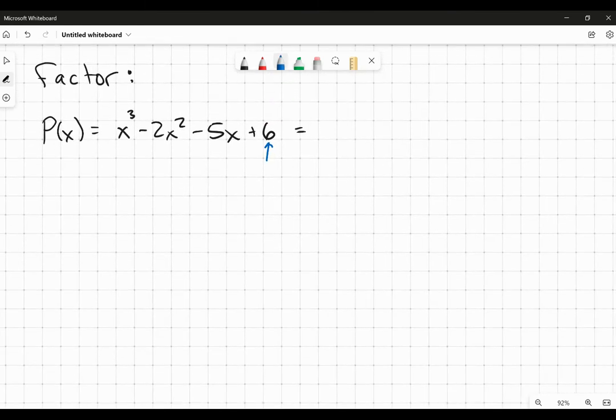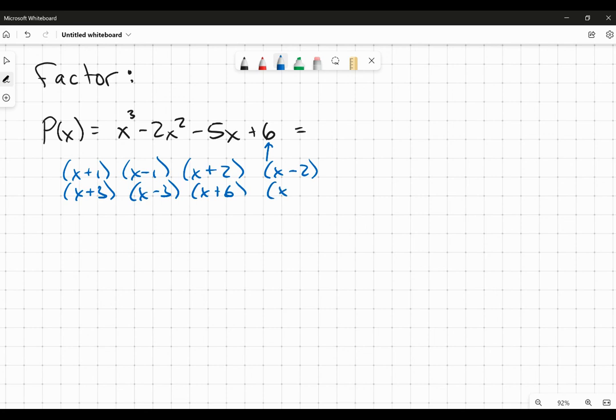Okay, and so 6, if I break it down to its factors, it could be plus 1, minus 1, 2, minus 2, 3, minus 3, 6, minus 6. So there's a bunch of options here. Those are the ones that I'm going to check, and I check by plugging those in. So the very first one, for example, that I'm going to check here is I'm going to plug in -1.